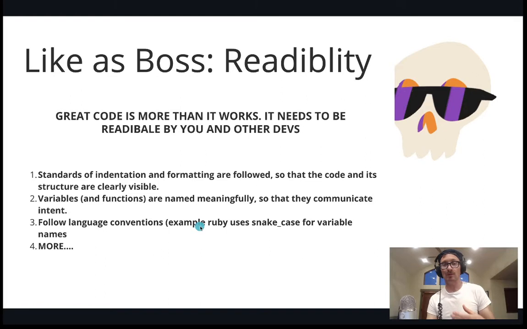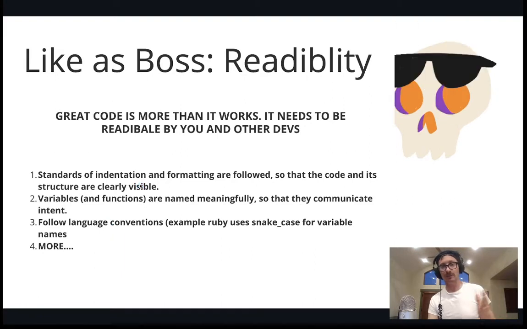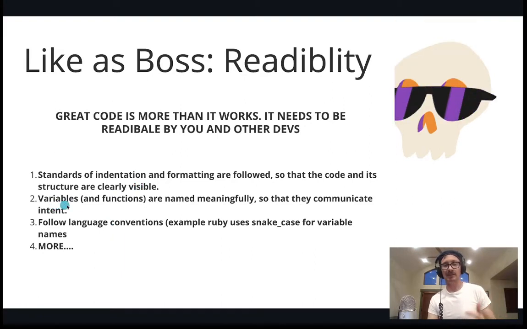We're going to see an example where Ruby uses snake case for variable names. There are a lot more rules, but these are some of the ones to think about as you're starting out. Really focus on indenting your code properly, naming functions and variables well, and trying to learn and follow the conventions of languages.